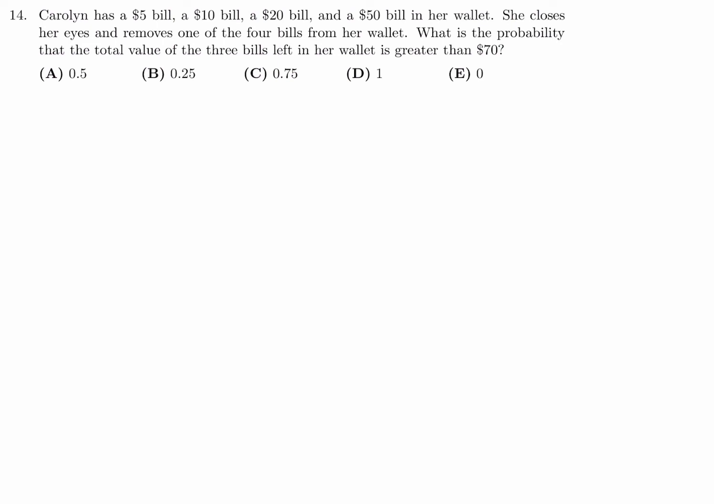Carolyn has a $5, $10, $20, and $50 bill in her wallet. She closes her eyes and removes one of the 4 bills from her wallet. What is the probability that the total value of the 3 bills left in her wallet is greater than 70? Well, we've got 5, 10, 20, and 50. And let's say we write the bill that is removed here, and then, of course, the value of the remaining bills.